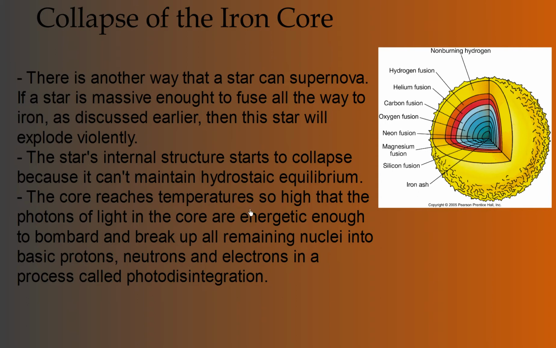The core reaches temperatures so high that the photons of light in the core are energetic enough to bombard and break up all remaining nuclei into basic protons, neutrons, and electrons in a process called photodisintegration. What's ironic about this is that through all the probably millions of years of fusing all of these elements together, since big stars like this go through their life cycles pretty quickly, this process of photodisintegration essentially undoes it all. It just breaks these elements up into literally basic protons, neutrons, and electrons.